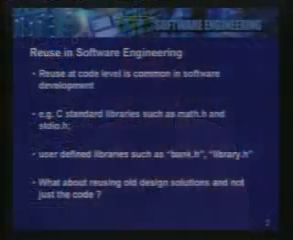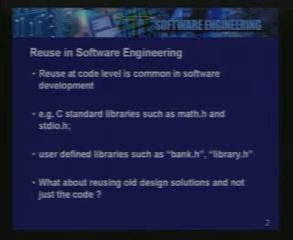So if we look at reuse in software engineering in general, we can see that reuse at code level is very common in software development. In this slide, we can see that reuse in software engineering can be obtained at various levels. The most commonly occurring reuse is at code level. We reuse code. For example, C standard libraries such as math.h, stdio.h, GUIs in Java, or even the user-defined libraries such as bank.h, library.h.